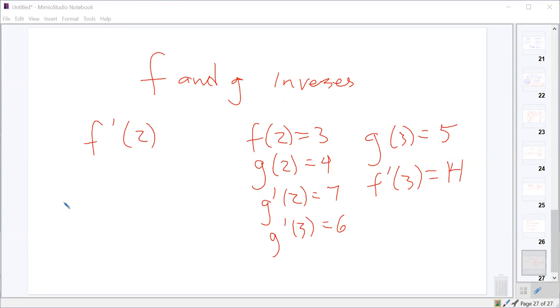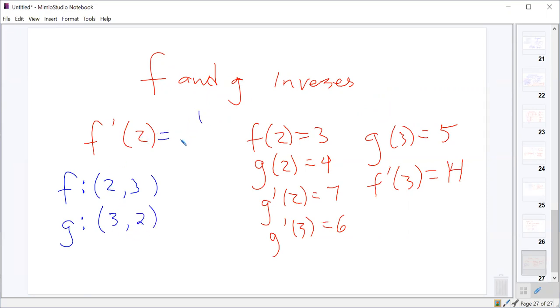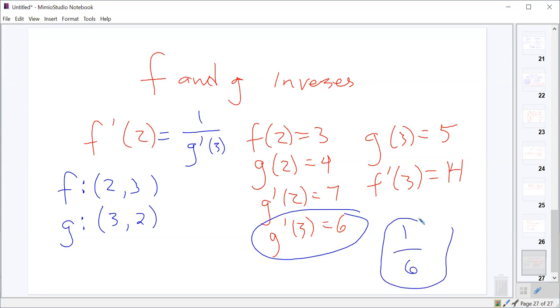And they'll give you all of this unnecessary information when all you really need to do is figure out what the point that we're looking at is. f contains a point (2, something). Well, that's (2, 3), because that's given to us. And then g contains a point that is (3, 2). And f prime of 2 must just be 1 over g prime of 3. g prime of 3 is given to us as 6, so our answer is just 1/6.